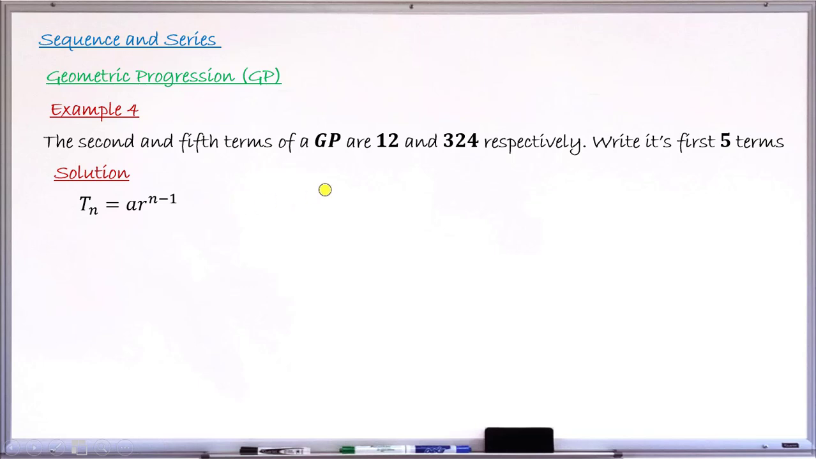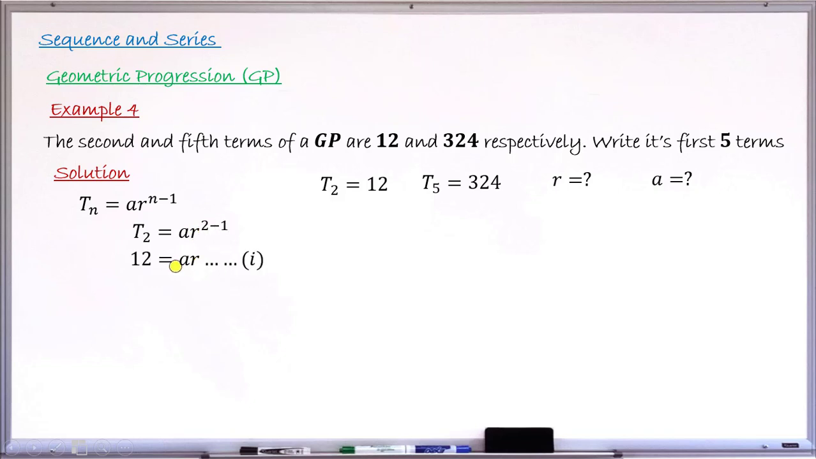So what I'm going to do, I have term number 2 and term number 5. So I'm going to substitute so that I have two simultaneous equations that I'll solve simultaneously to get A and R. So term number 2 is given as 12 and term number 5 is given as 324, but we don't know A and we don't know R. So substituting this in this very formula, I now have T2, that is term number 2, equals AR raised to the power of 2 minus 1. 2 minus 1 simply gives you power 1, so you now have 12 for this T2 equals AR.